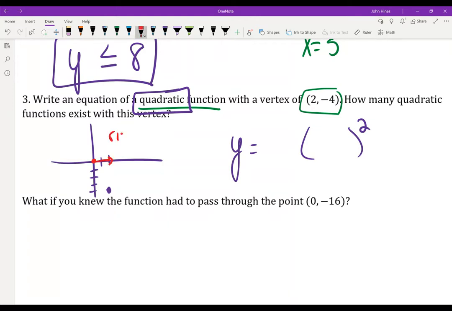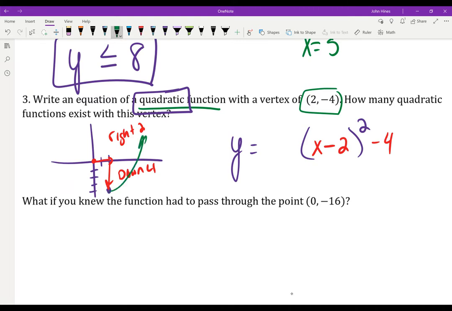Well, I have to go right 2 and down 4. So how do I go right 2 and down 4? Well, the inside is my horizontal shift, right 2, and then I need to go down 4. Right 2, down 4. How many functions exist?